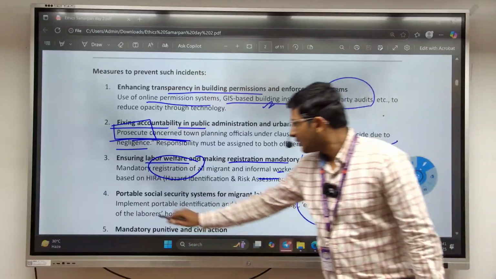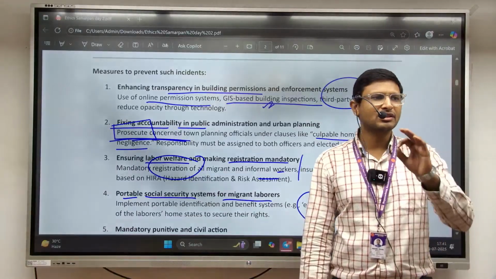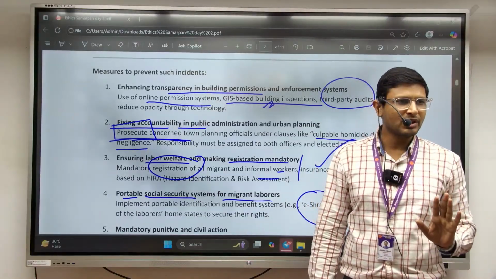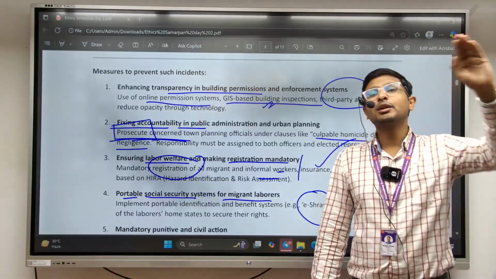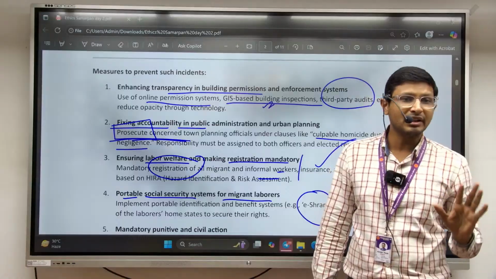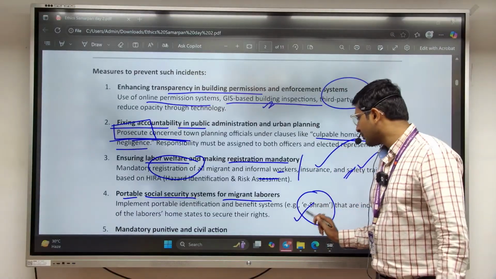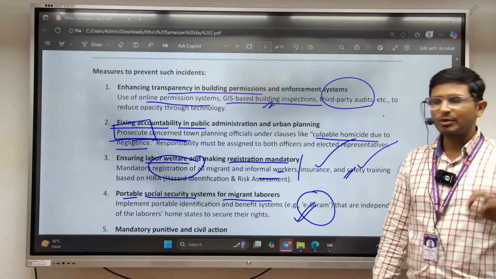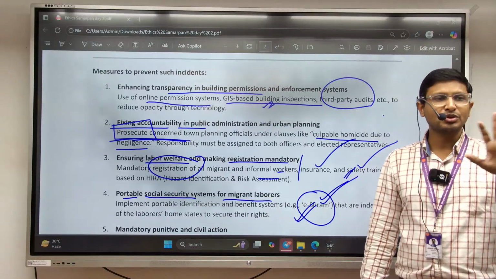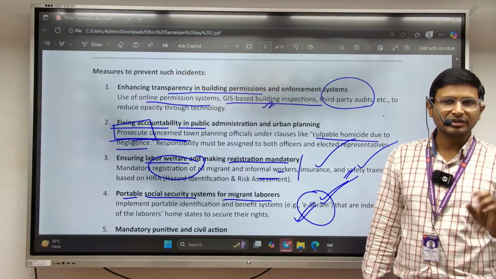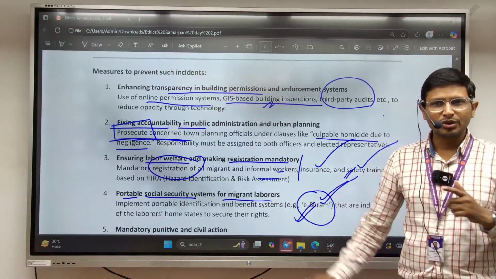Portable social security system for migrant workers, migrant workers के लिए security system होना चाहिए. ये नहीं कि अगर गवर्नमेंट उनको कंपेंसेशन दे रहा है तभी उन्हें कंपेंसेशन मिलेगा, वरना कुछ नहीं मिलेगा. Don't keep them dependent on the government. ई श्रम पोर्टल पे सबको रजिस्टर कराओ, because those who are registered on the e-Shram portal are getting the social security features, pensions, insurance, all those facilities. So laborers should get all these things.